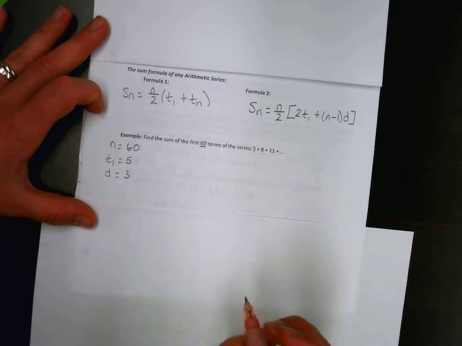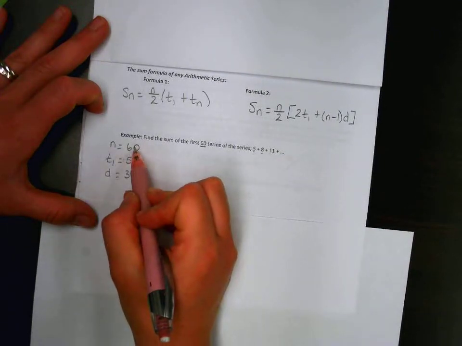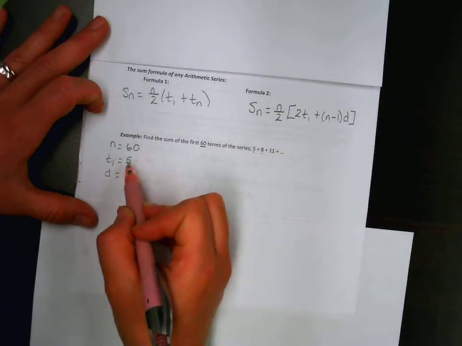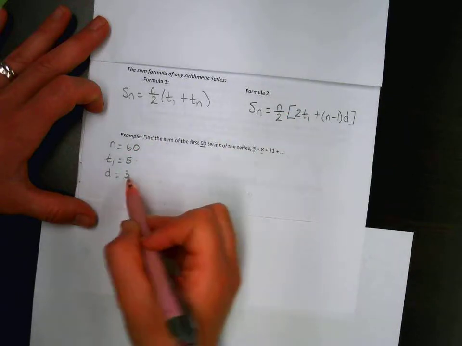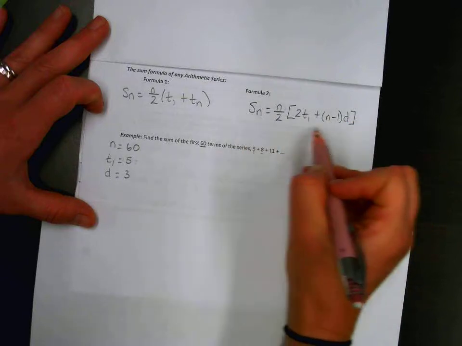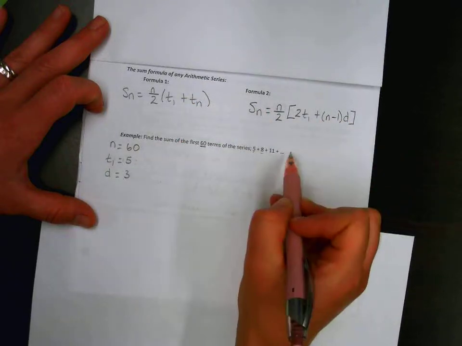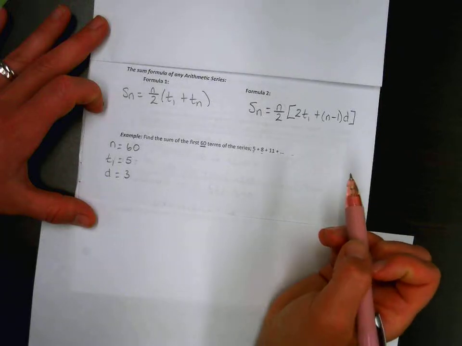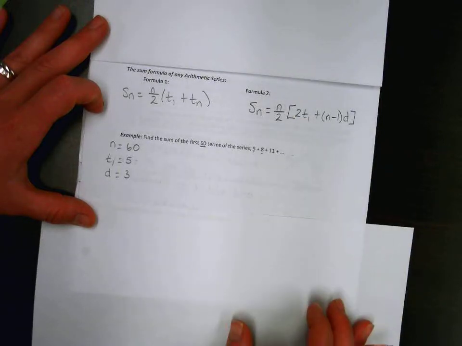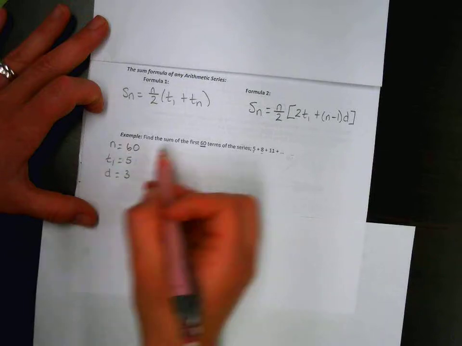So looking at my two formulas, I know my n value, I know my first term, and I know my common difference. So this lends itself to use formula 2. For formula 1, I would have to know the last term of the sequence, and I don't. So in this case, I'm going to use formula 2. So what am I finding?